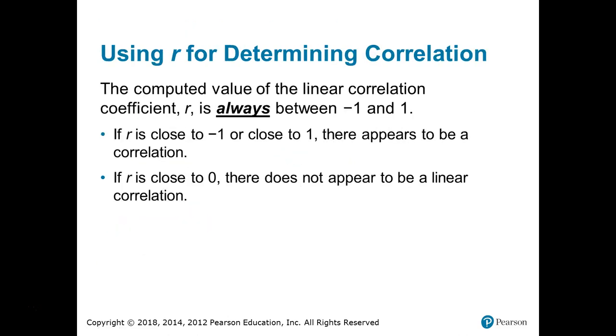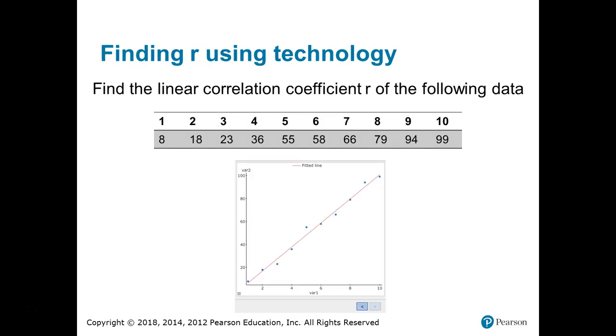Okay, so using r for determining correlation. So r, when it's computed, is always going to be between -1 and 1. If you have an r value of greater than 1 or less than -1, you did something wrong. So if r is close to -1 or close to +1, then you would say there is a correlation. If r is close to 0, then there does not seem to be a correlation. So let's find r using technology.